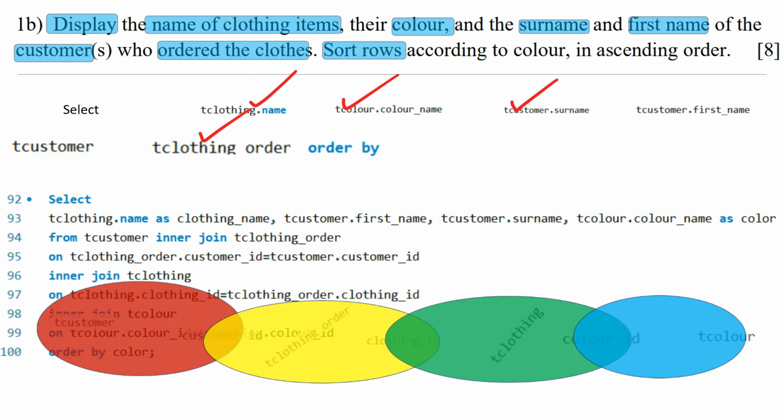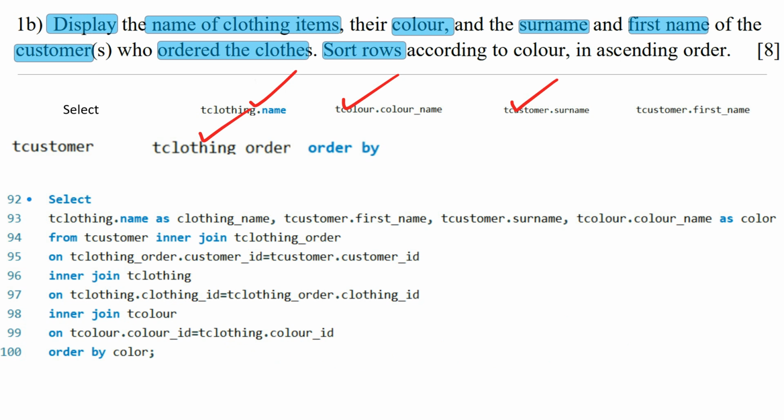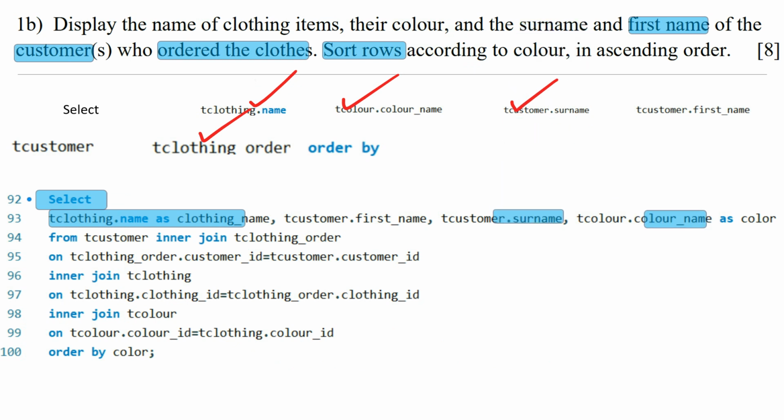Now, when we say display is select, this is it. We are now writing. And which columns are we selecting? We are selecting clothing name. And here I'm saying as clothing name as an alias attribute. Then first color name, say name, first name. So color name here is just said as color, which is an alias.